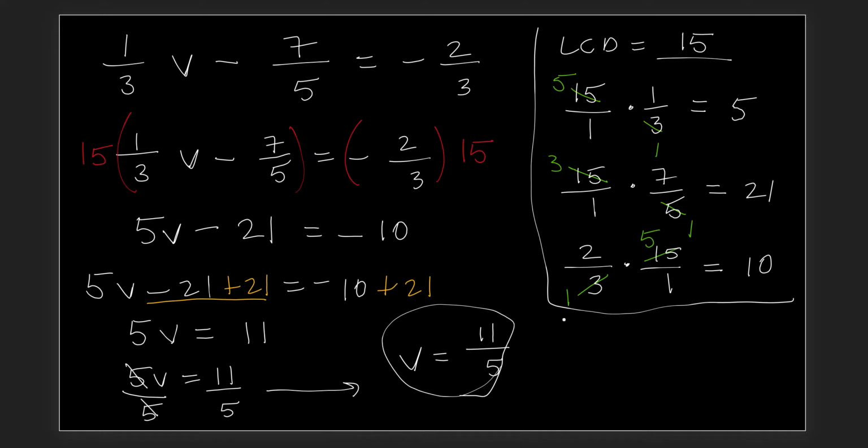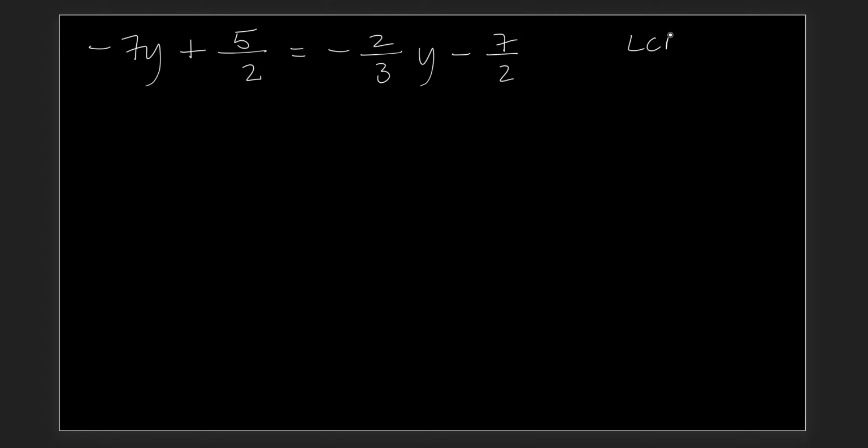I've got about 4 more problems so that you can see the variations that you might come across, and you'll see it's pretty much the same thing, same process. So next we have negative 7y plus 5 over 2 equals negative 2/3 y minus 7 over 2. That is some crazy equation with fractions. But so what? They can bring it on, because all we'll do is find the LCD and get rid of fractions right away.